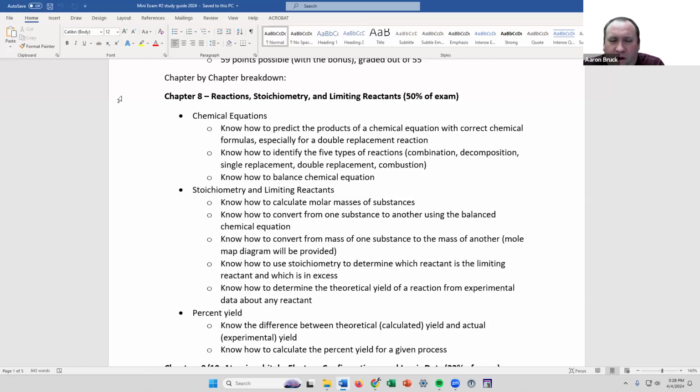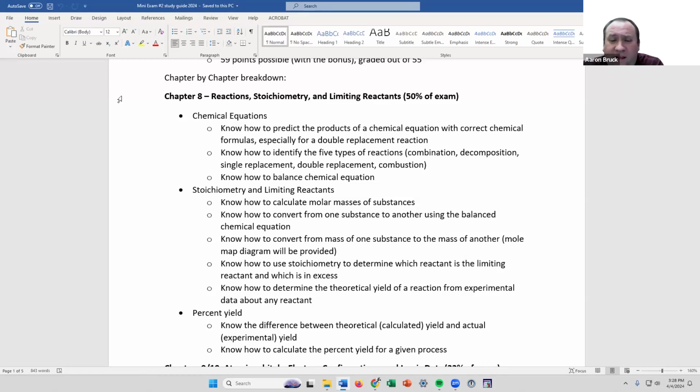Now, what do you need to know out of this chapter? First of all, this chapter included chemical equations. You need to know how to determine the products of a chemical reaction. If we give you starting materials, you need to be able to look at it and say, okay, this is a double replacement reaction, and this is what I need to do. I need to assign all of the charges to all of the ions, switch the metals, create the correct products, and then balance the equation.